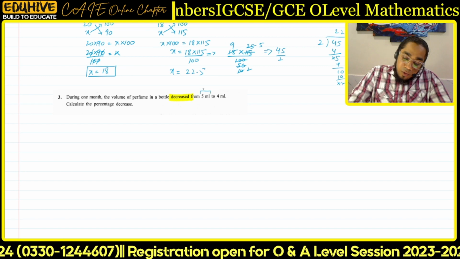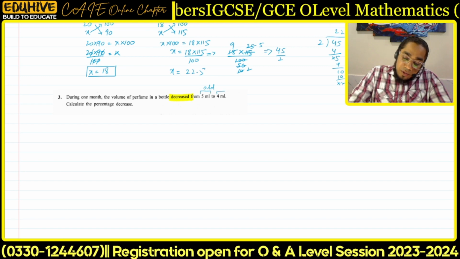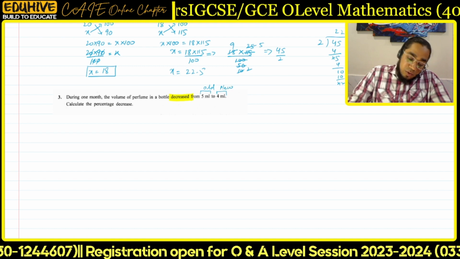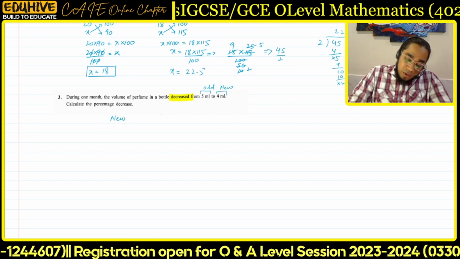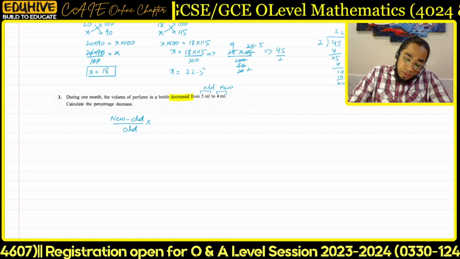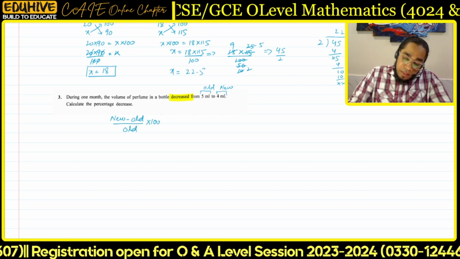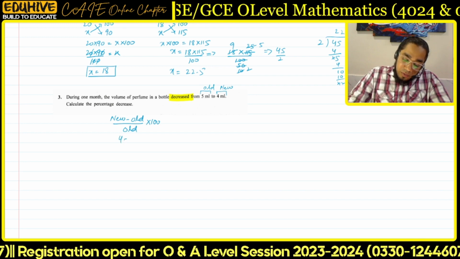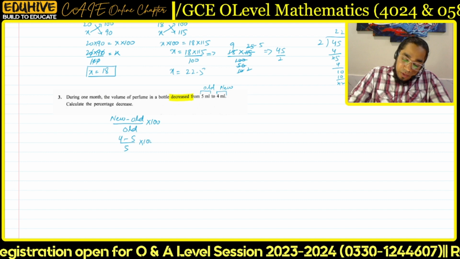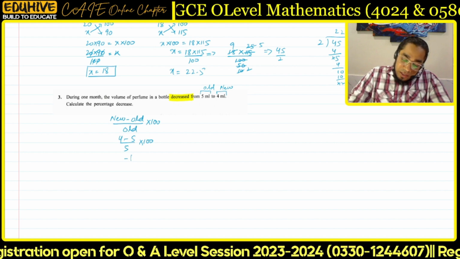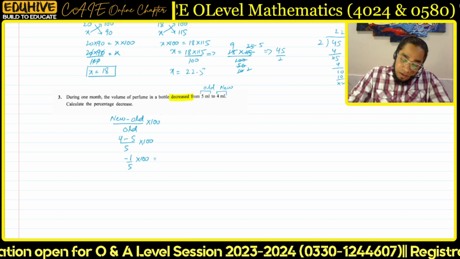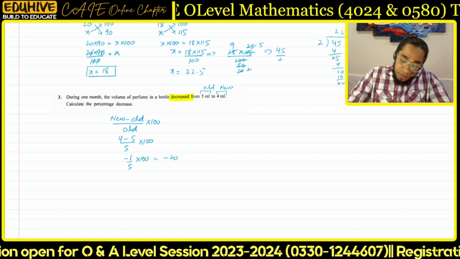It was the old one and it was the new one. Okay, so according to the formula, that was new minus old divided by old. Okay, so what is the value of new? That is 4. And what is the value of old? That was 5. 5 into 100. So I'm gonna say this, that's gonna be minus 1 upon 5 into 100. Yeah, it will be minus 20%.